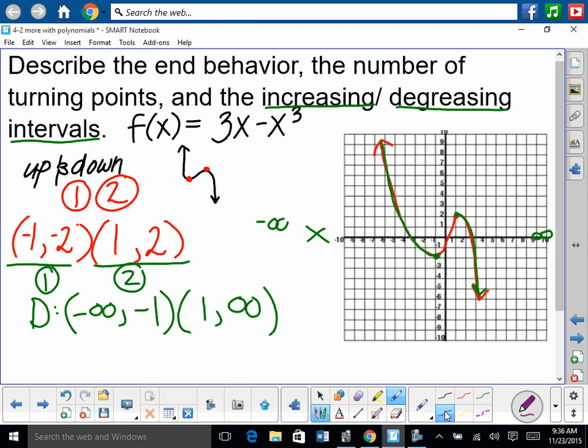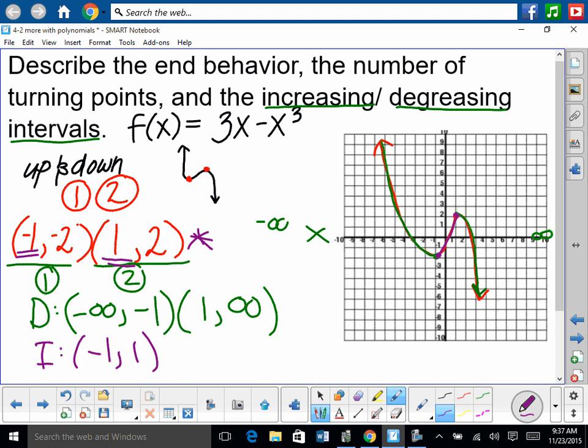I'll change colors here. So increasing, now we're doing our increasing interval. It's increasing from this x value up to this x value. So x values. Now you knew that these were the points. So x values, it was increasing from -1 up to +1. And we don't include these as brackets because, once again, those turning points are not necessarily increasing or decreasing. They're just there. That's the stopping points. Does everybody get what I'm doing here?